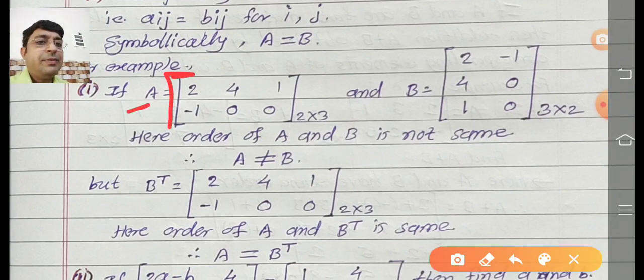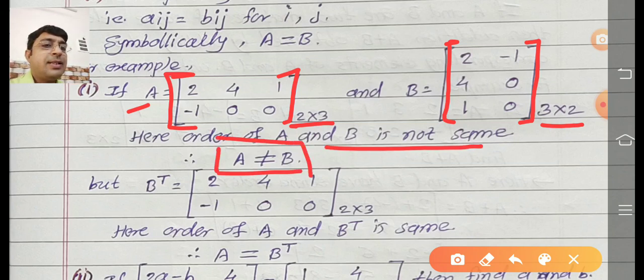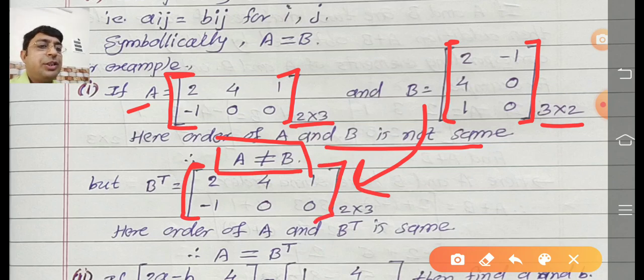Matrix A is given having the order 2 by 3 and matrix B is given here having the order 3 by 2. So here the order is not the same. That's why we say that the order of A and B is not the same, and that's why both the matrices are not equal. But if we take the transpose of matrix B, then B transpose is obtained by interchanging the rows and columns. So what is the order?